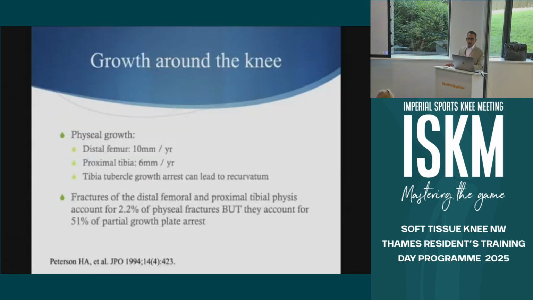Now, this is your basic science. 10 millimeters per year at the distal femur and proximal tibia. Most of the fractures, in terms of distal femur and proximal tibial physis, account for 51% of partial growth plate arrest. So really, around the knee, you've got to be really careful, okay?